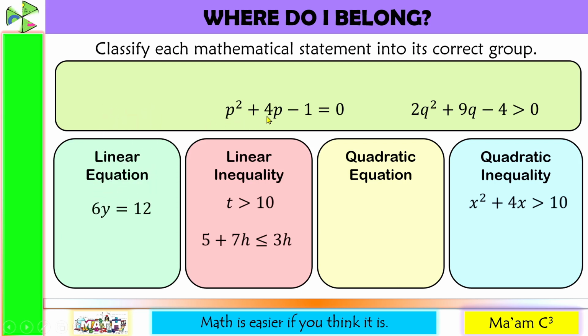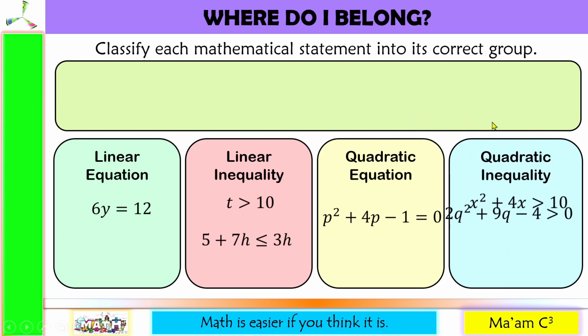The highest exponent of the variable is 2, so this is quadratic. And I have an equal sign, so this is quadratic equation. The highest exponent of the variable is 2, so this is quadratic. And I have an inequality symbol, so this is quadratic inequality.